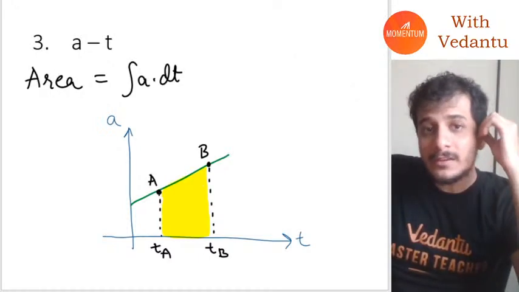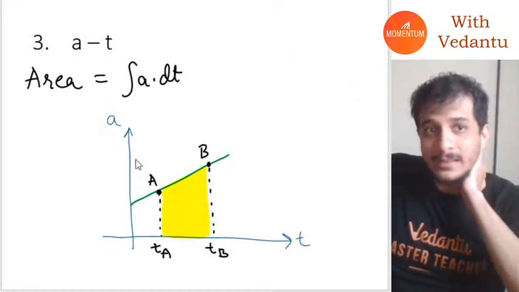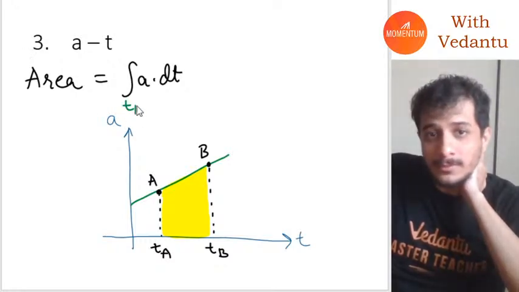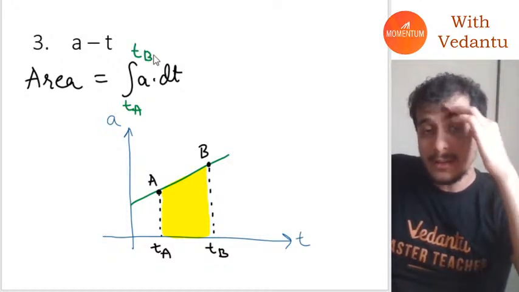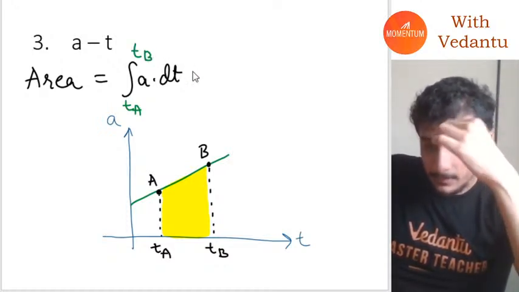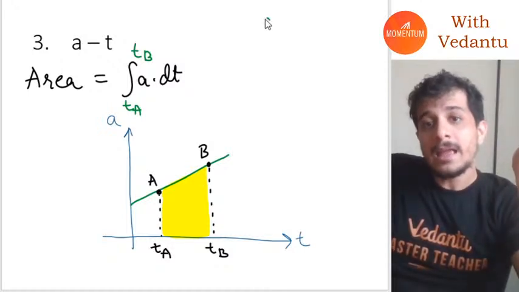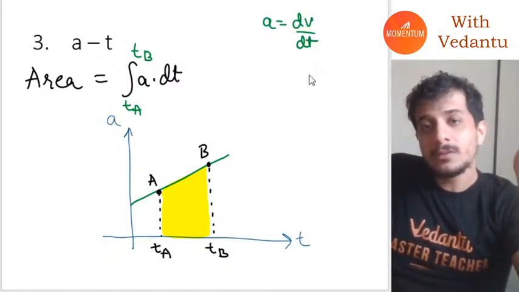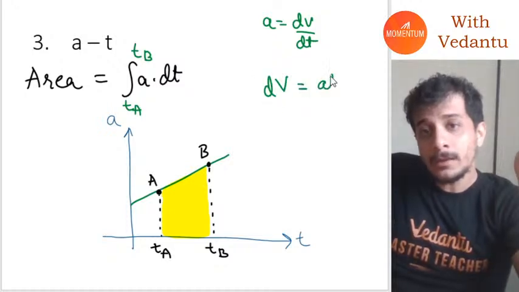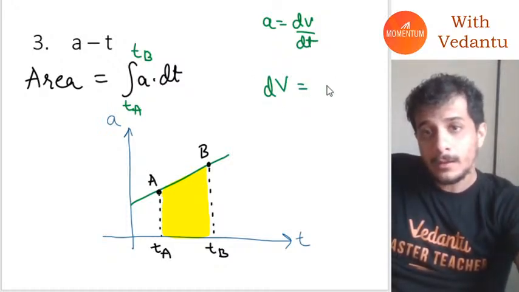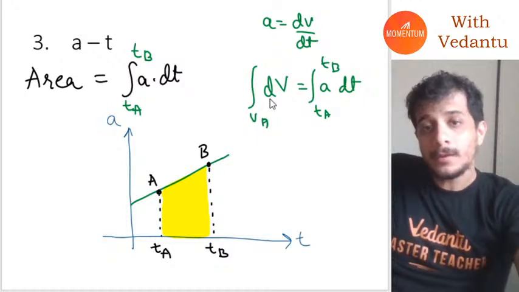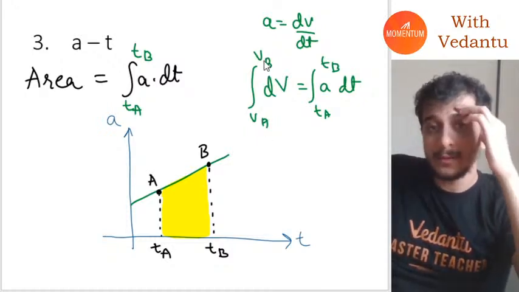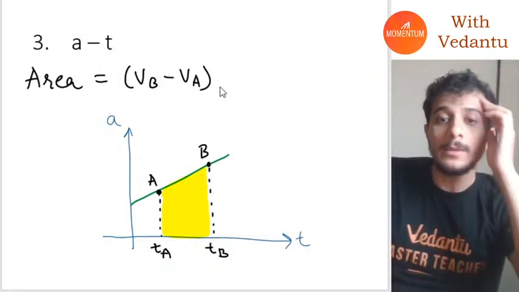But in case of an A versus T graph, if you take the area under the curve, with limits from TA to TB, then the area under the curve will be equal to what? You have to remember, A is equal to dV by dt, which gives dV is equal to A dt. Integrating from TA to TB, and from VA to VB, the integration will be nothing but VB minus VA.